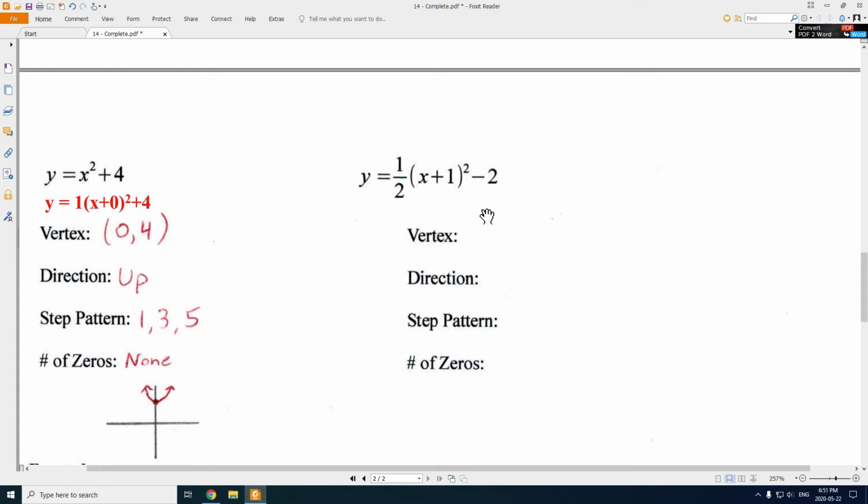All right, last one. Vertex would be at, switch the sign, -1, -2. Direction, positive, so up. Step pattern would be multiplied by 0.5, right? A half. So 0.5, 1.5, 2.5. And zeros, let's see, -1, -2, opening upwards. My step pattern is small, right? That's why I made it really wide, right? It's growing slowly because of that small step pattern. But it is going to hit twice, so 2 zeros. All right.